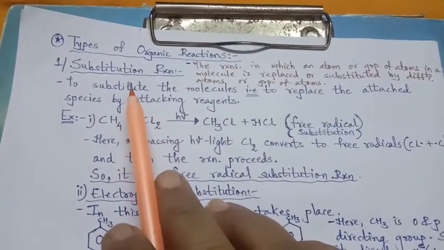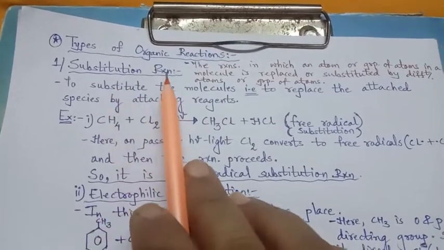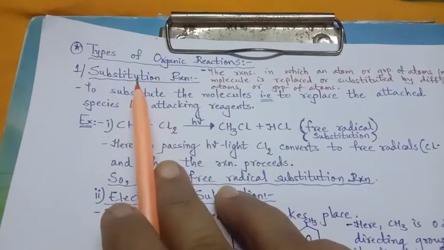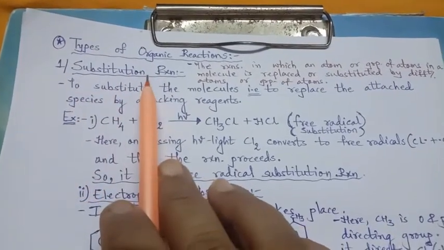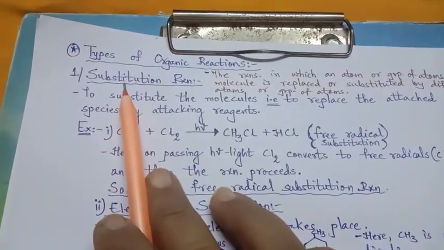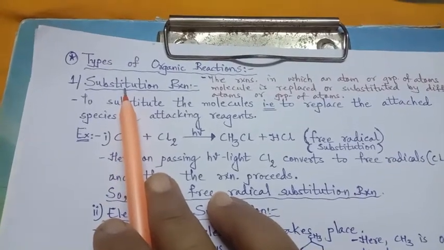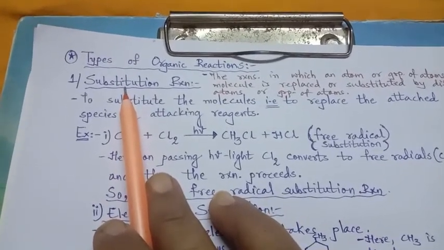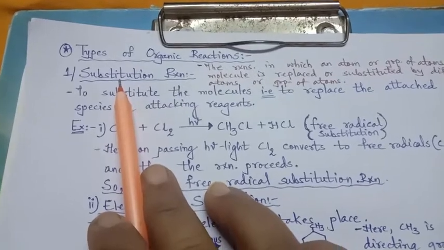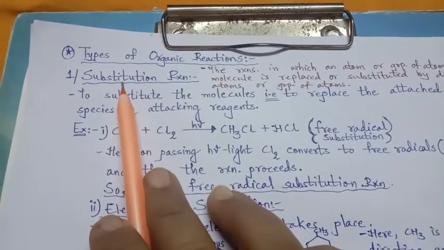Today in this video, we will discuss the types of organic reactions. The very first reaction is the substitution reaction. The word helps us get the idea about the reaction. Substitute means the taking place of one species by the other. That is called a substitute.